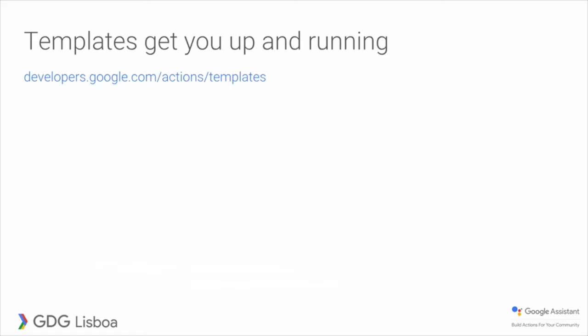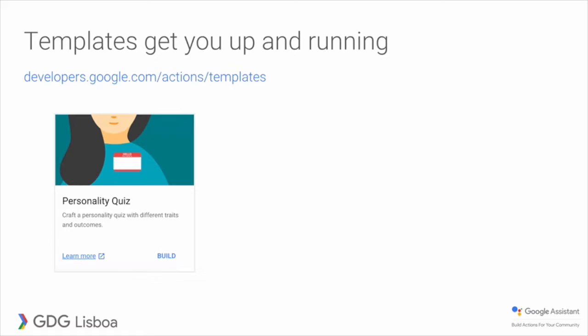So to get started, there are several ways you can write your own actions. The first one is you can use the templates. The templates are very easy to set up. In 5 minutes, you've got your action up and running. The options you've got: a personality quiz.